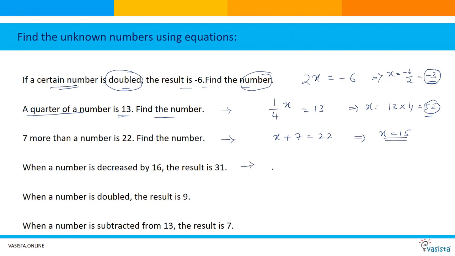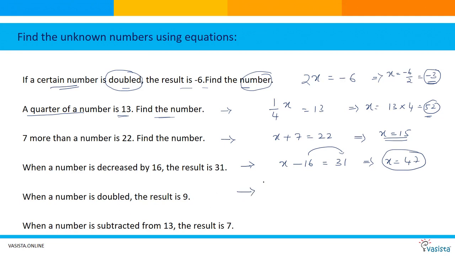When a number is decreased by 16, we don't know the number. Let the number be x. And we are going to decrease by 16. The answer is going to be 31. What is the number? The number is 47. x is equal to 31 plus 16. That is 47. Right.